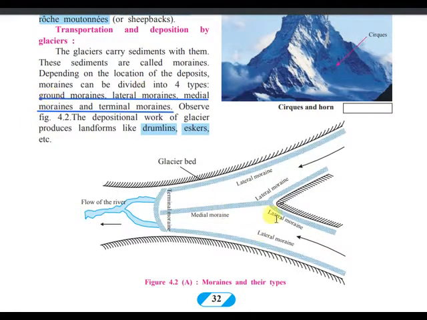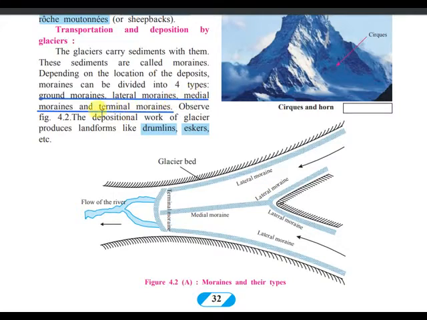the ground moraines. In this particular diagram we say that the ground moraines must be here somewhere from where the origin starts, okay, of these moraines. The sediments, that place where from the moraines get collected the first time. Then we have the lateral moraines which are coming from both the sides, okay. So this is like a glacier bed. Okay, these have lateral directions.